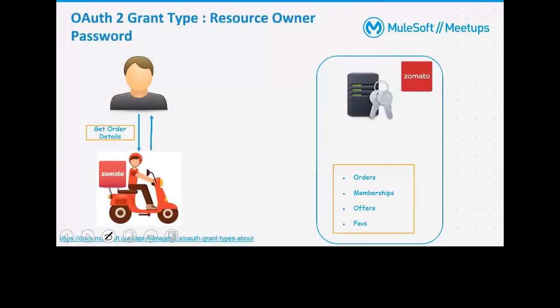One we have already covered, which is the auth code grant type, where you get an auth code and exchange that auth code to get the access token. Now in some scenario, you created the profile in Zomato, and now you want to order something, or you want to see the order details.